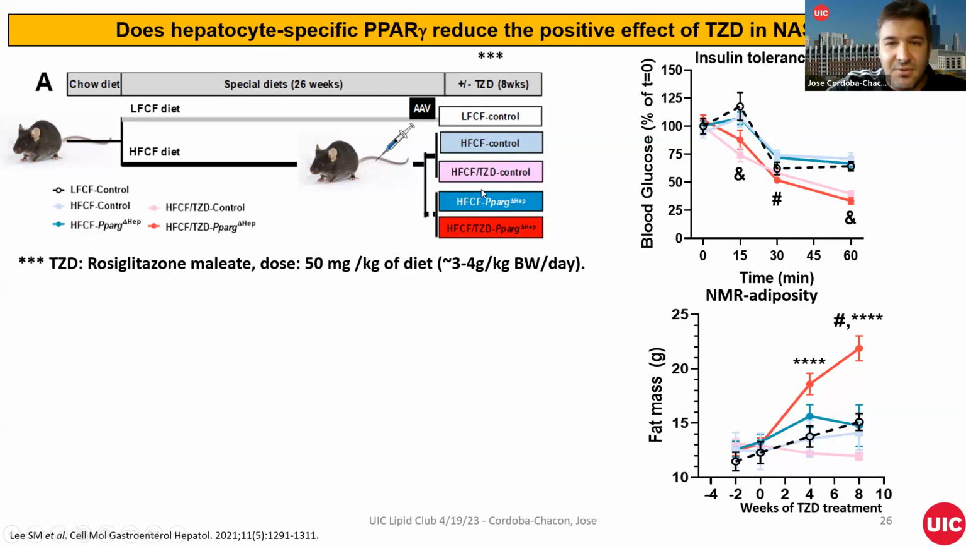So the mice treated with TZD, they are the pink, the control, or the red, they are the knockouts. You can see TZDs are a good insulin sensitizer and improve the response to insulin. And in the knockout mice, surprisingly, it even promoted adiposity. So somehow TZD was working really well there.